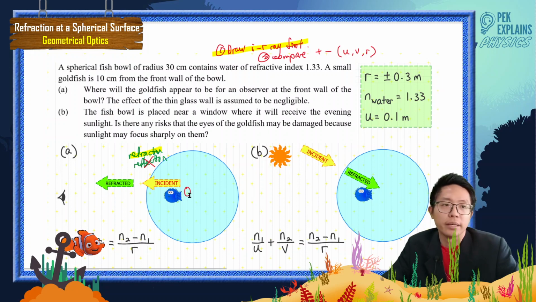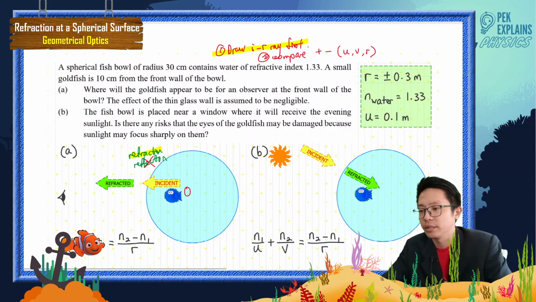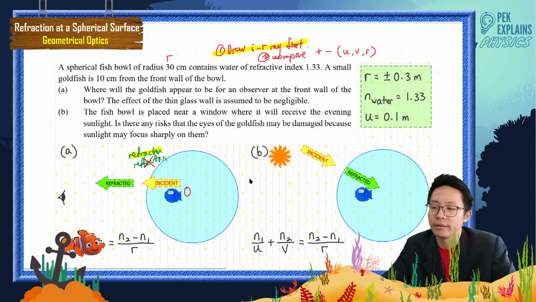Okay. Now let us continue. Here it gives us a spherical fishbowl. It's a sphere. Fishbowl of radius, this is the radius. It already gives us the radius, and then gives us the water refractive index. This is the refractive index for water. And then a small goldfish is 10 cm. Is this a goldfish? This is the puffin fish. Never mind, I don't have the goldfish here.